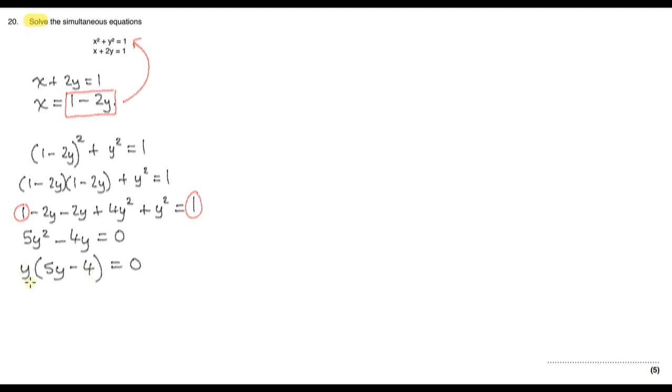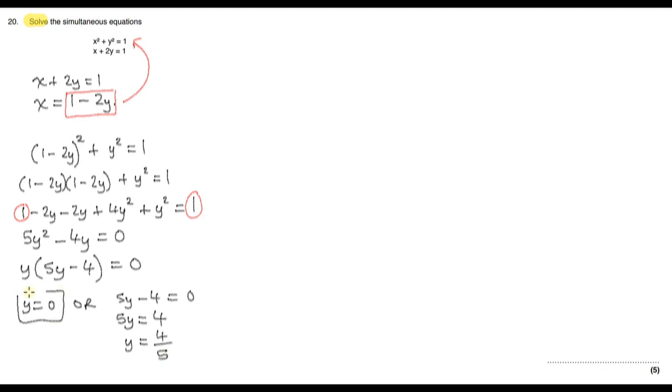So either y equals 0, or 5y minus 4 is equal to 0. Notice how if any of these terms are 0, our answer is going to be 0. So if y is 0, 0 times anything is going to be 0. And if 5y minus 4 is 0, then 0 times whatever we've got here is also going to be 0. So let's just solve this second equation. We're going to have 5y is equal to 4, and then y is equal to 4 over 5.